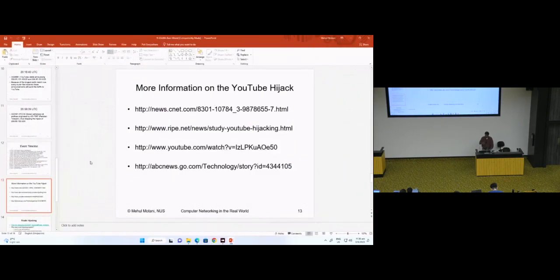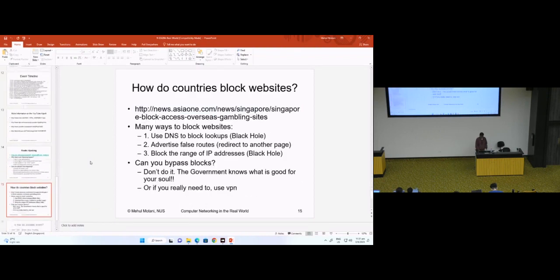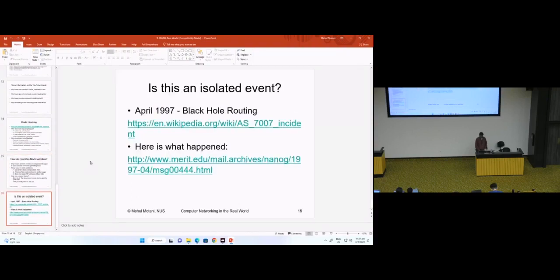Okay, so you can explore some of it, there's a whole bunch of stories written about it. Actually, this is not the only route hijacking, or what they call black hole routing. There are many instances of this. I think if you Google it, you can find many examples. But I thought this is a good way for us to understand, in the language of what we did in this class, a real event.